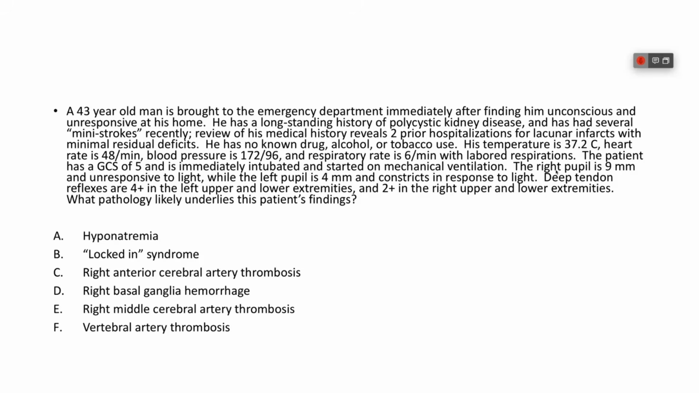Yeah, love it. Patricia, his temperature is 37.2, heart rate is 48 a minute, blood pressure is 172/96, and respiratory rate is 6 per minute with labored respiration. So his temperature is normal, heart rate is low. I can think about Cushing, about intracranial hypertension. Yes. Keep going. Blood pressure 172/96 is high, and respiration rate of 6 is low, with labored respiration.